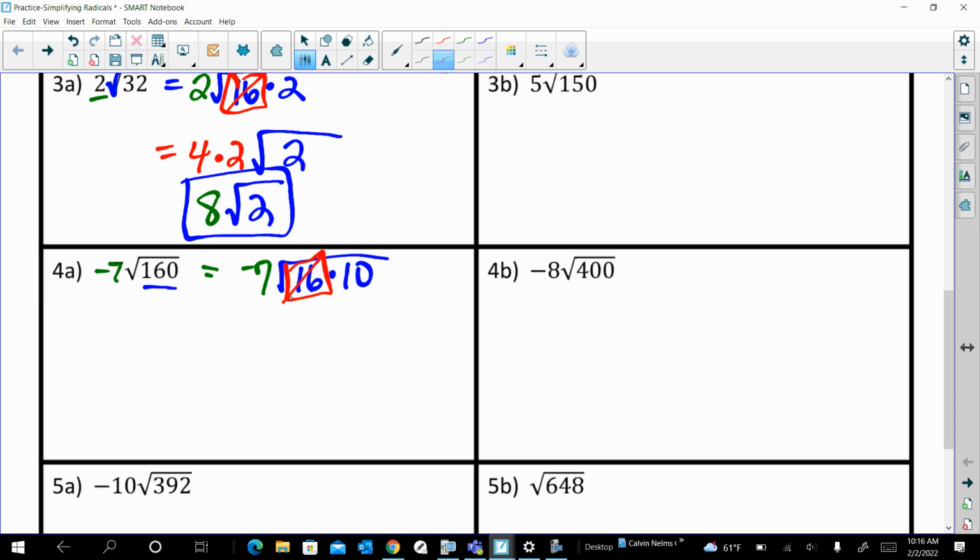I'm canceling that. What is the square root of 16? That means the 4 is coming out in front with the 7. So I'm going to write 4 times that -7 and then square root 10. So it would be -28. Yes, it becomes a -28 square root of 10. Yes, that is the final answer.